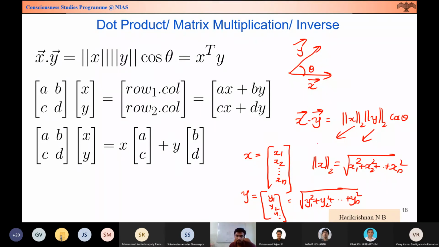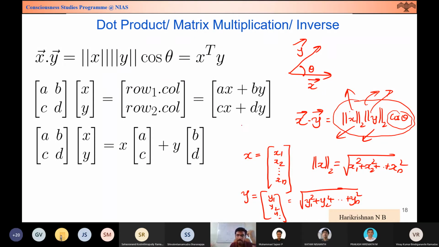So remember, this is a scalar, it's a single number. This is the magnitude, the L2 norm of y. We call this the L2 norm. This is also a scalar, and cos theta is also a scalar. So the dot product will give us a scalar.